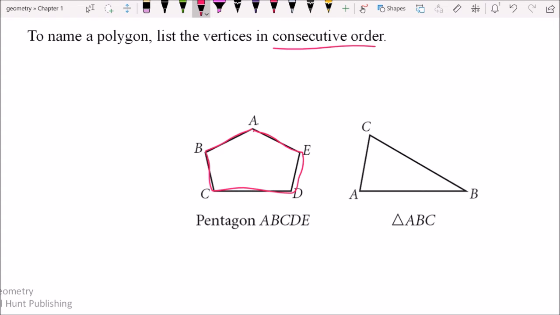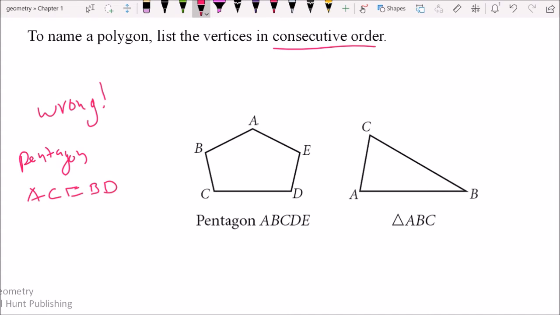Same thing over here, triangle A, B, C. So A to B to C, and then you're allowed to go back to where you started. I just traced the shape. So these are correct ways of naming the shape. Let me show you a way that would be wrong. So if we said pentagon A, C, E, B, D.